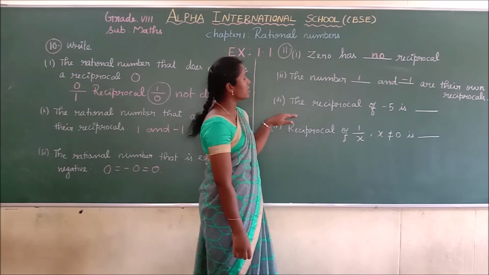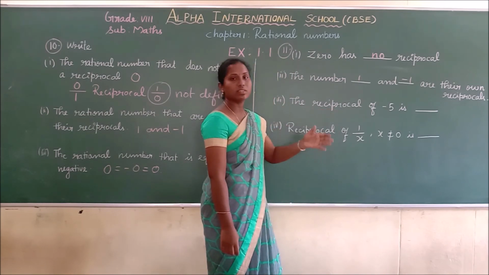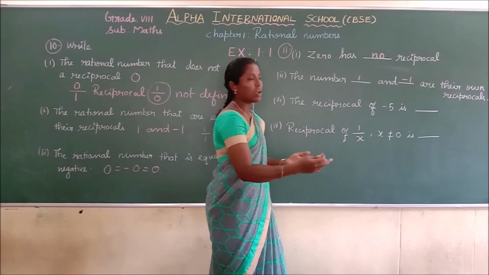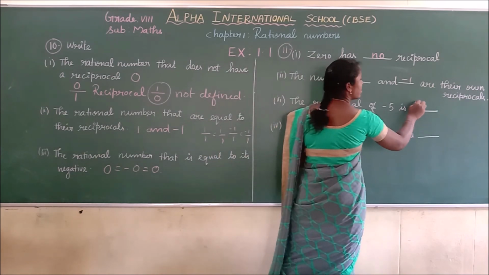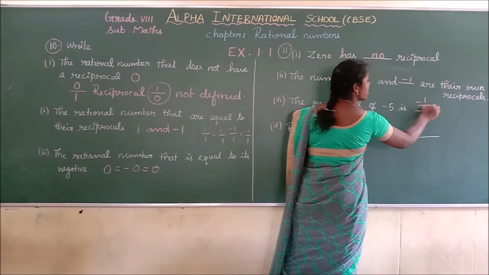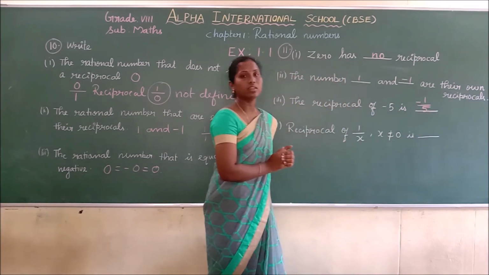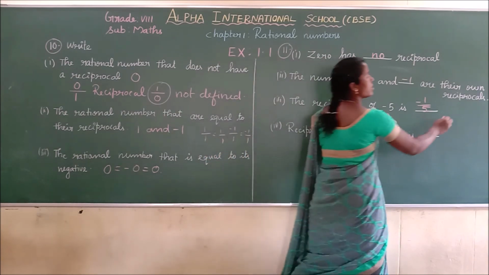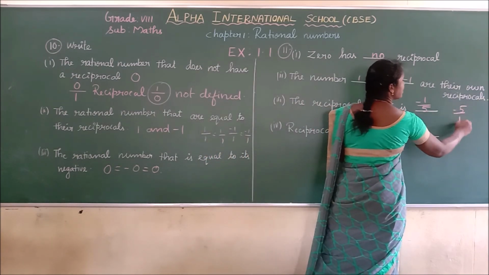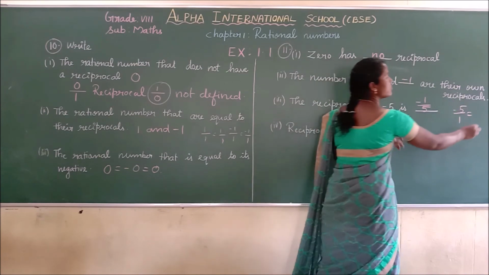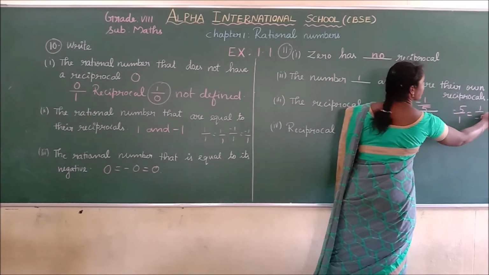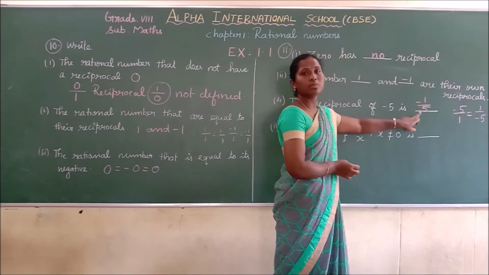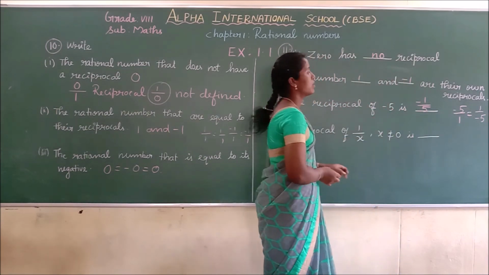Look at the next one. The reciprocal of minus 5. These are simple questions only. You have to take the reciprocal. What will it be? Minus 1 by 5. Write in the standard form. Don't put the negative sign in the denominator. So how? If you take minus 5 by 1 and take the reciprocal, it will become 1 by minus 5. The standard form is minus 1 by 5. So the reciprocal is minus 1 by 5.